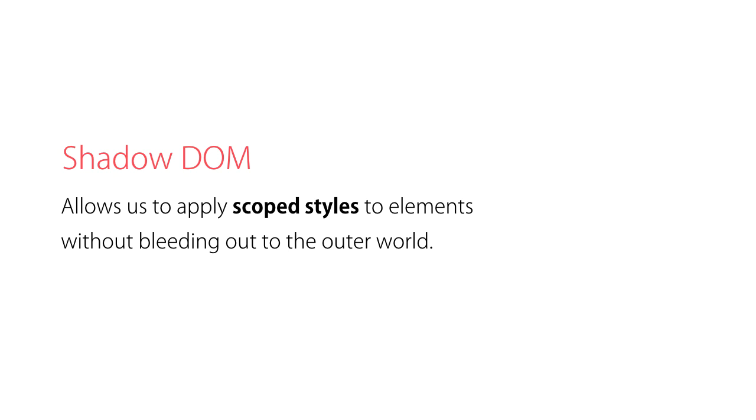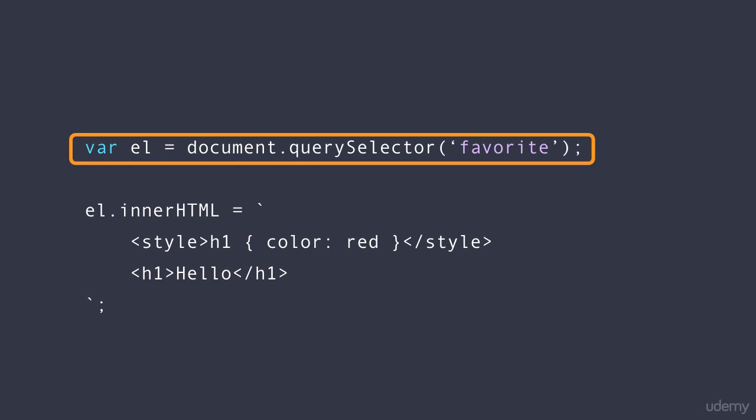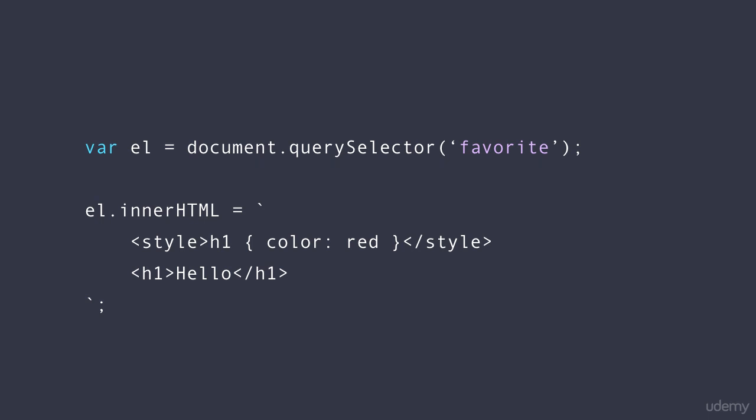Now, let me show you Shadow DOM in action. Look at this piece of code here. You have seen something like this before, right? So this is plain old JavaScript. We're not talking about Angular. We use document and the query selector method to get a reference to an element in our HTML document. Okay? So we have this element, and then we can use the inner HTML property to set its inner HTML.